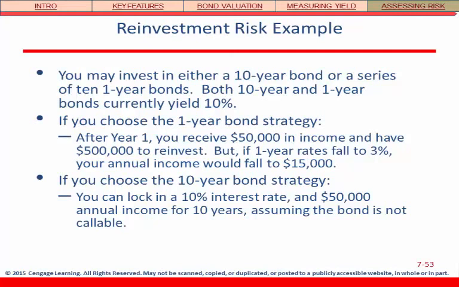Whereas if you take the 10-year bond strategy, you're going to lock in this 10% interest rate over the whole period of time, and you're going to get that $50,000 annual income each year for 10 years, assuming that you don't have some strange protective covenant in the bond, such as making the bond callable. So it should be pretty obvious that with the 1-year bond strategy you have less price risk, and with the 10-year bond strategy you have less reinvestment rate risk, right?